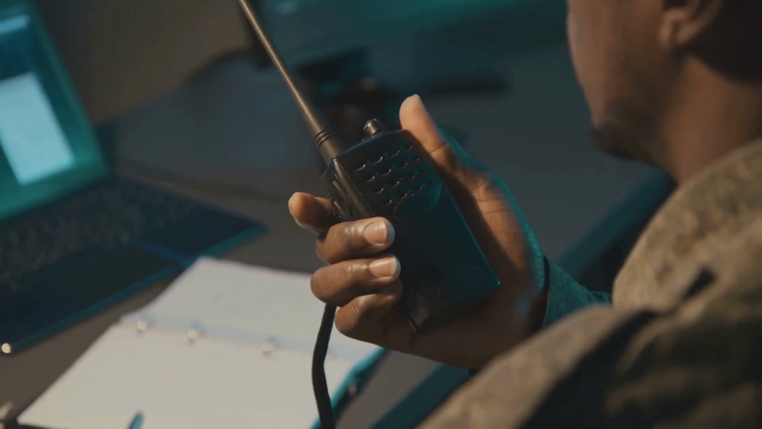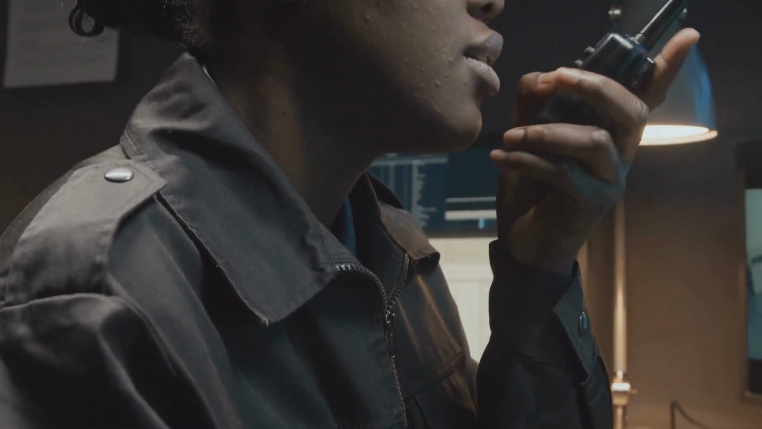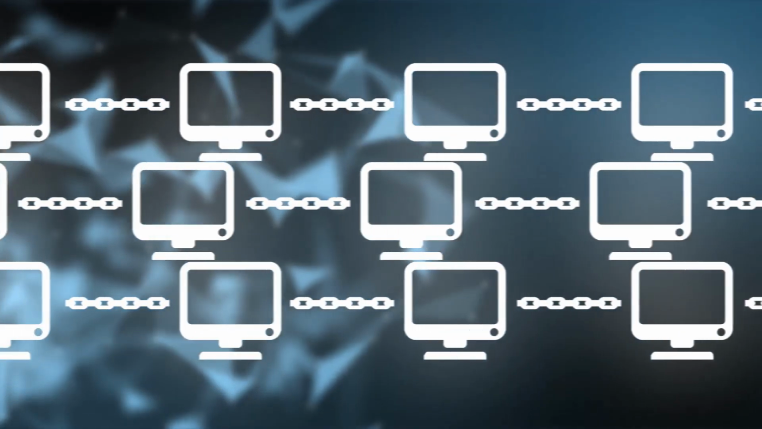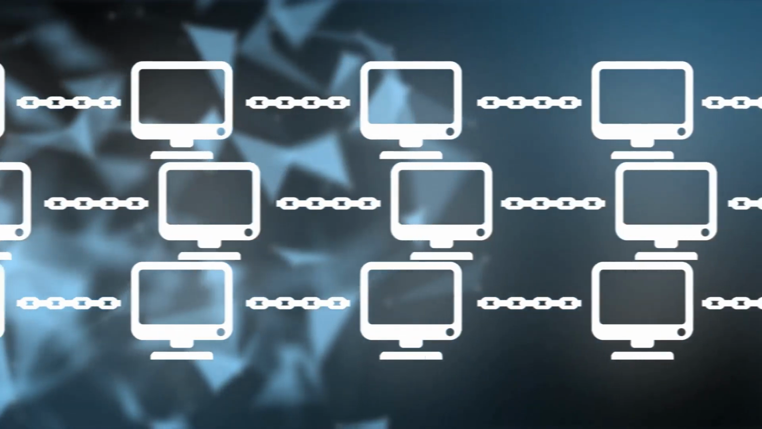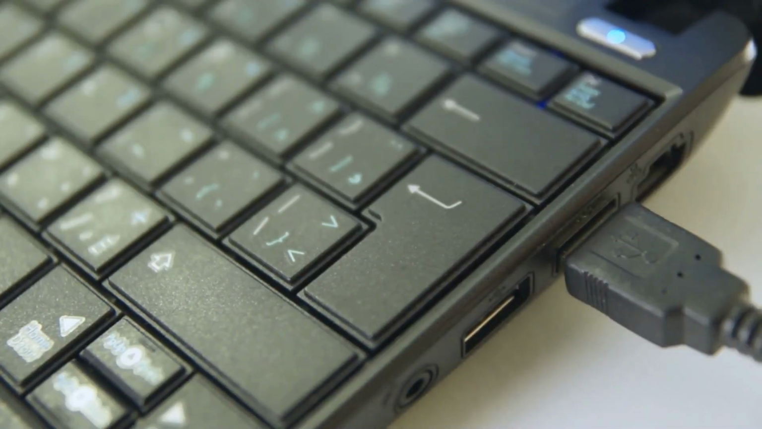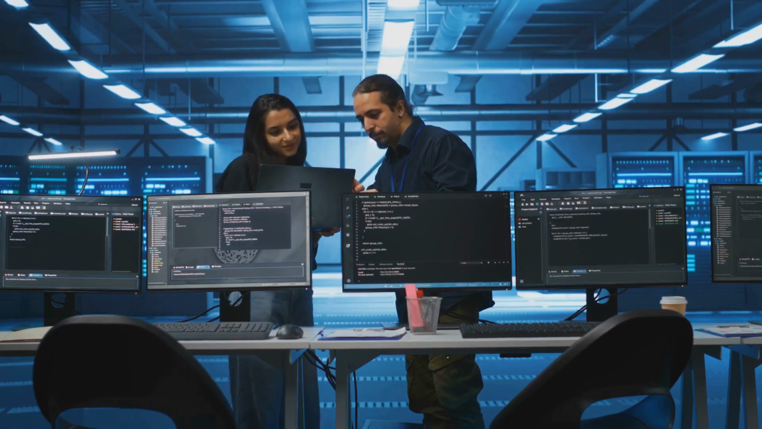Imagine two people using walkie-talkies. Before they can talk, they need to make sure the other person is listening. Computers do the same thing using a process called a TCP handshake. TCP stands for Transmission Control Protocol. It's like a set of rules for a reliable conversation between computers.